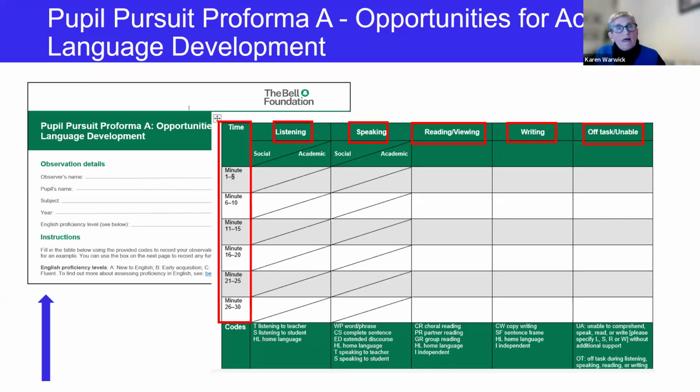And there's a column then for you to record the codes. So you've got some little codes at the bottom there. For example, you can see there's teacher listening to the teacher, or HL using home language. So without going through all those codes just now, really make yourself familiar with those. And you put those codes into those intervals as you do your observation.